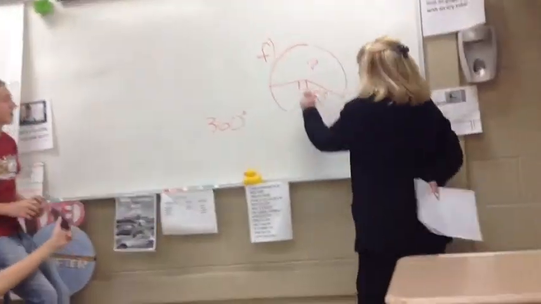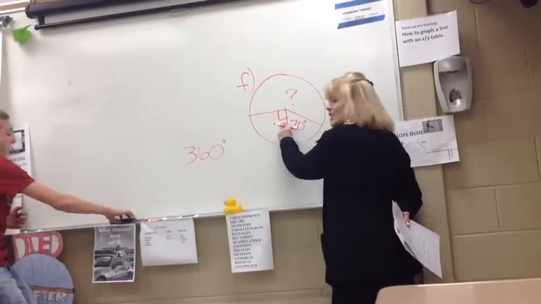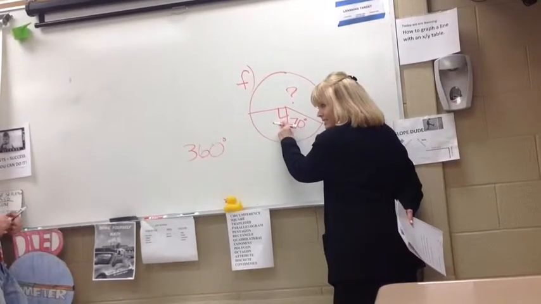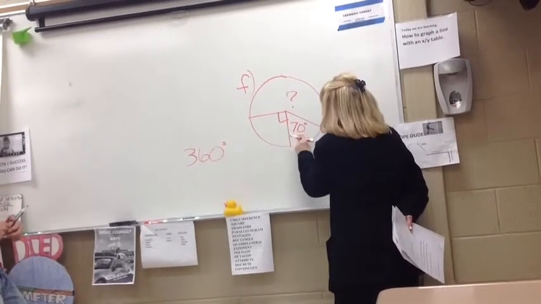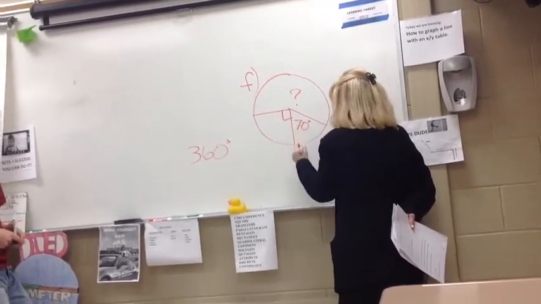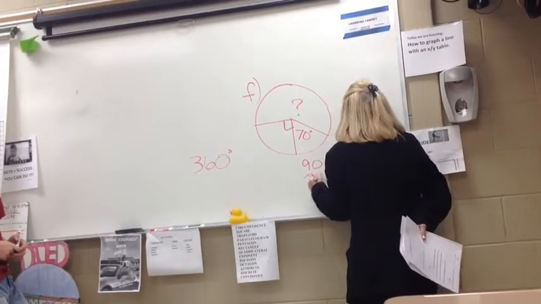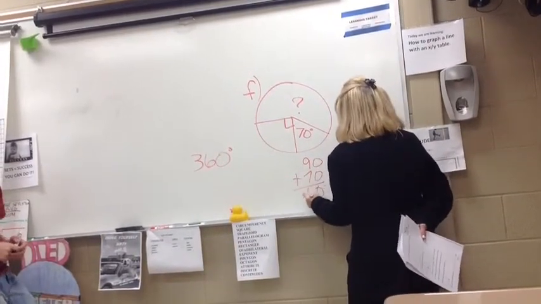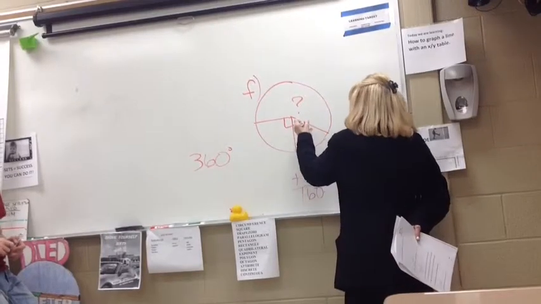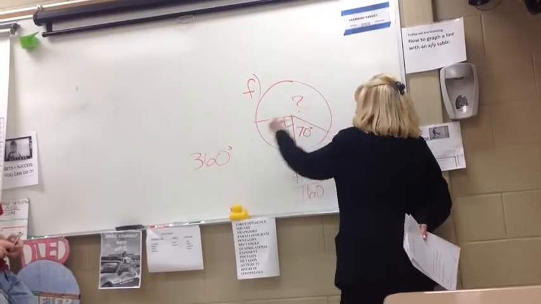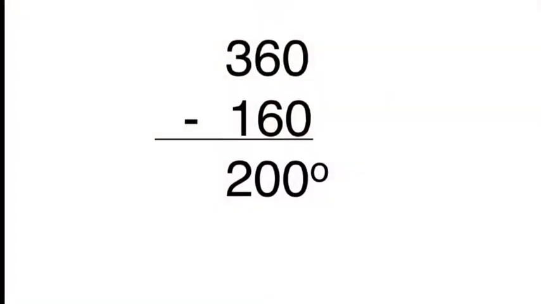Okay, so now that is a right angle, which is how many degrees? 90. That is 70 degrees. So you add those two together, right? 160. So from here to here is 160. If I want to get that, I subtract it.